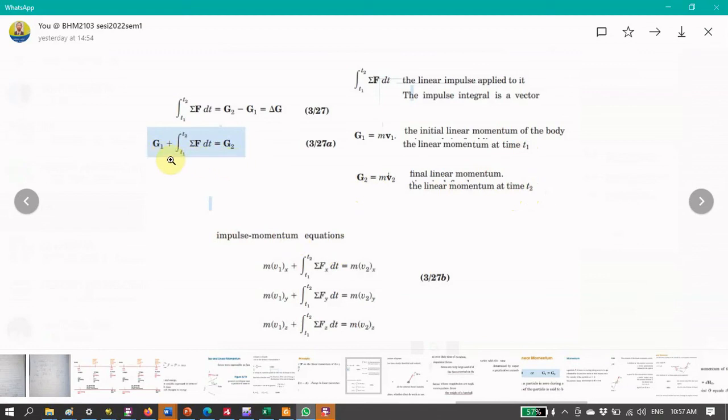We can also apply the impulse momentum equation in the S coordinate system, or if you want to use the rectangular coordinate system, we can use the x component. We can break the vector notation into its components. That is given in equation 3.27p.